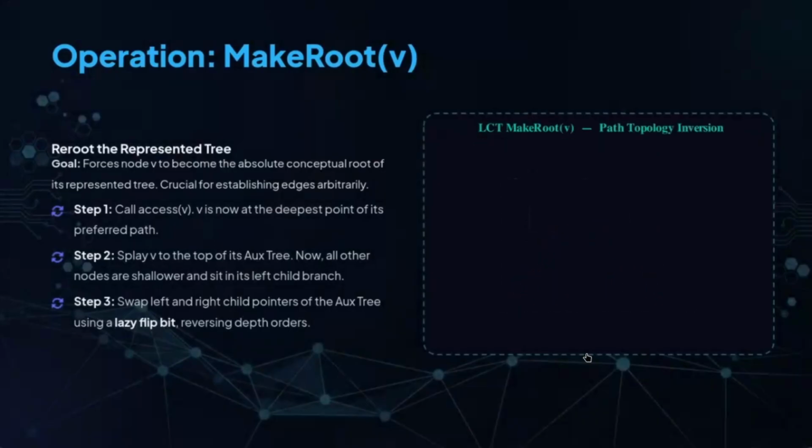Now all other nodes are shallower and sit strictly in its left child branch. Step 3. We swap the left and right child pointers of the auxiliary tree using a lazy flip bit. As the video shows, this completely reverses the depth orders of the tree.